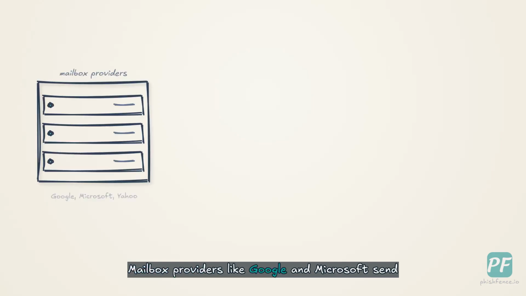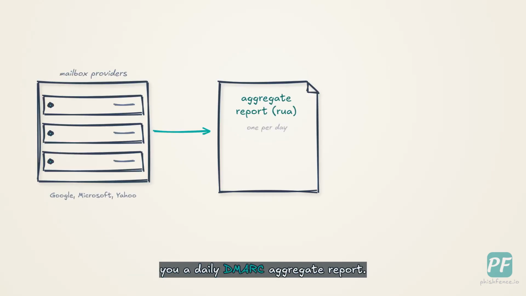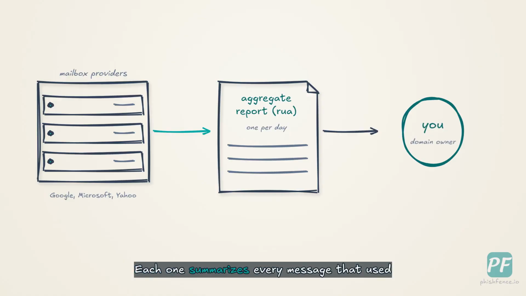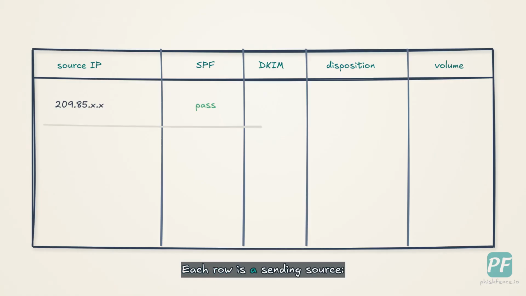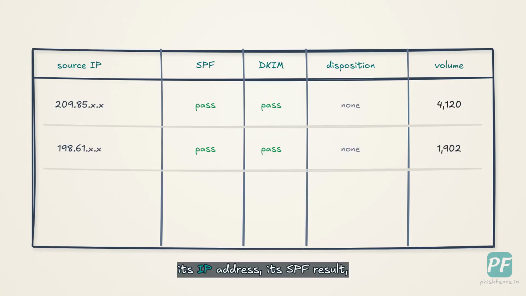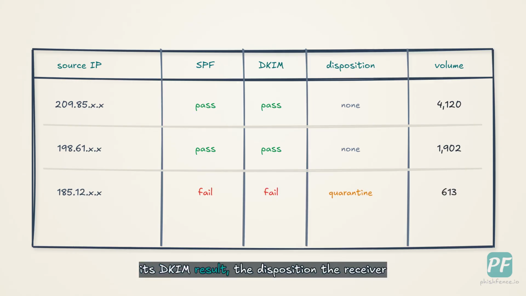Mailbox providers like Google and Microsoft send you a daily DMARC aggregate report. Each one summarizes every message that used your domain and the sources behind them. Open one and it is a table. Each row is a sending source, its IP address, its SPF result, its DKIM result, the disposition the receiver applied, and how many messages it sent.